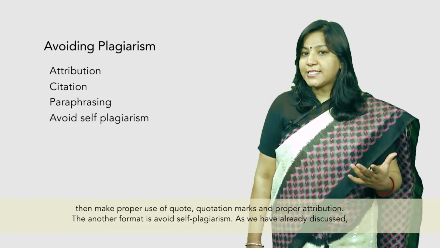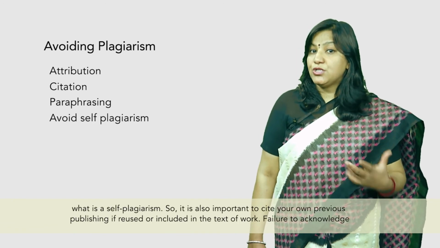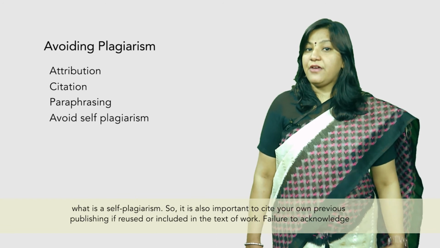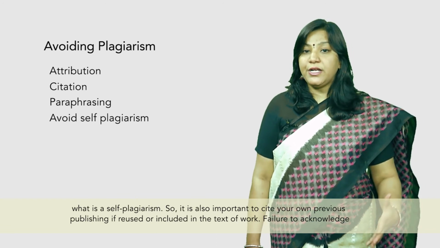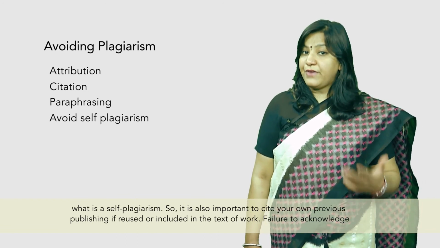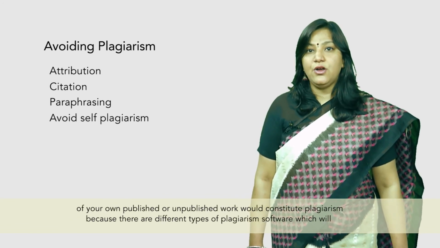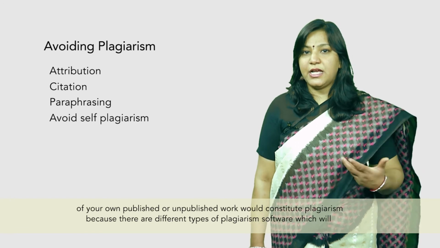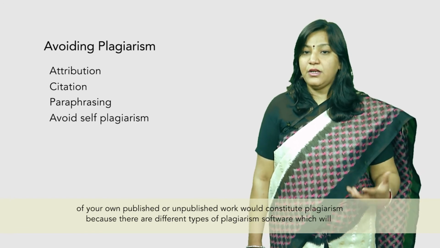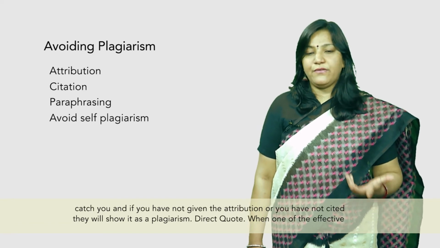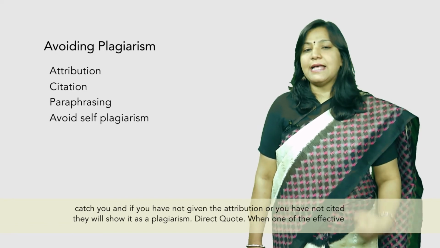Another point is to avoid self-plagiarism. As we have already discussed what self-plagiarism is, it is also important to cite your own previous publications if reused or included in the text of the work. Failure to acknowledge your own published or unpublished work would constitute plagiarism, because there are different types of plagiarism software which will catch you, and if you have not given the attribution or cited, they will show it as plagiarism.